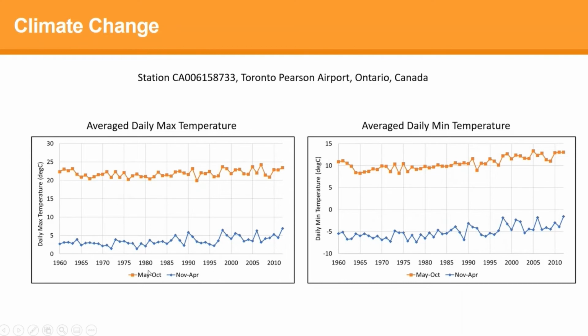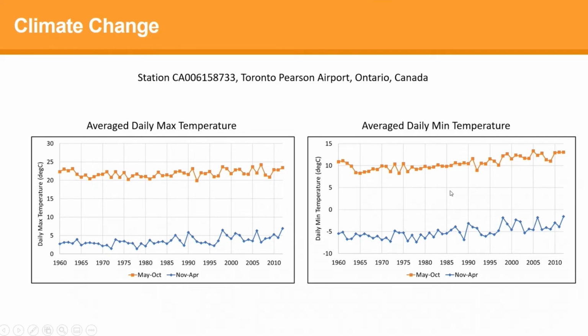I separated them into May to October and November to April, because normally in Canada the winter time or the snowing time starts from November and finishes around April. So May to October is the warmer season for Canada. You can see that the maximum temperature in the warmer time does not change a lot, but in the winter time over these 50 years, there is an increasing trend here.